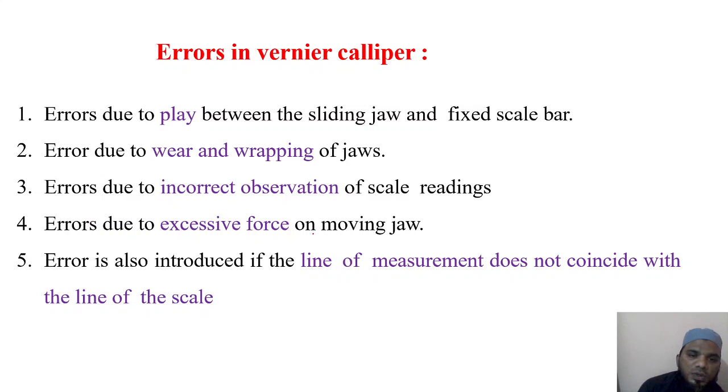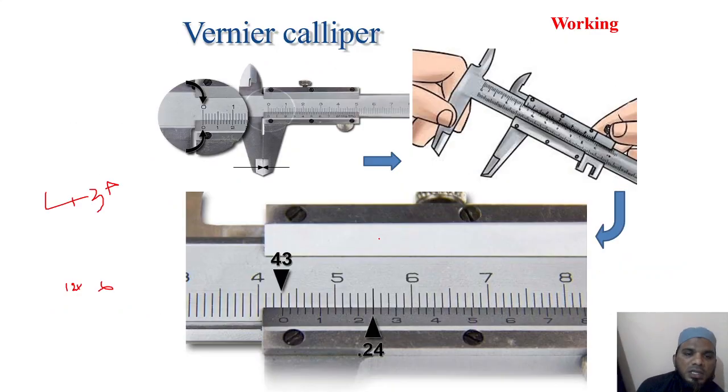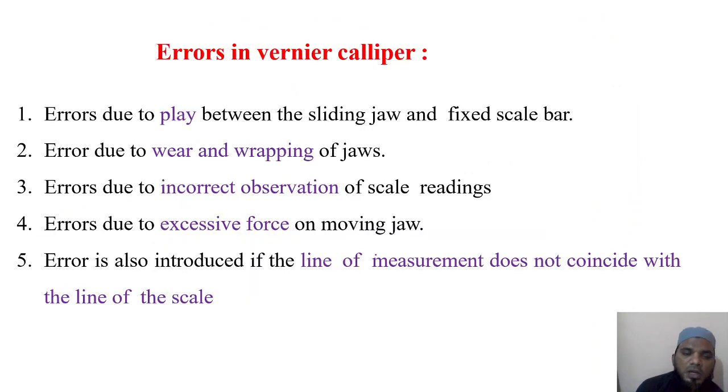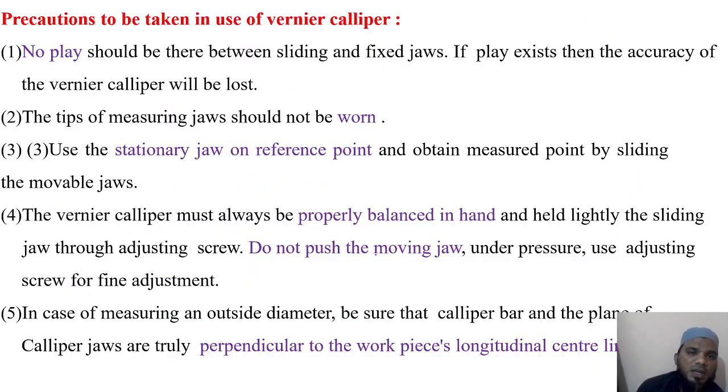Error due to excessive force on the moving jaw. If you are trying to move it too fast or too slow, it may become loose and it cannot hold the device properly. Error is also introduced if the line of measurement does not coincide with the line of the scale, and there are some devices in which this exact coincidence will not happen. That may be because of manufacturing defect. So that may also happen. So these are a few errors in vernier calipers.